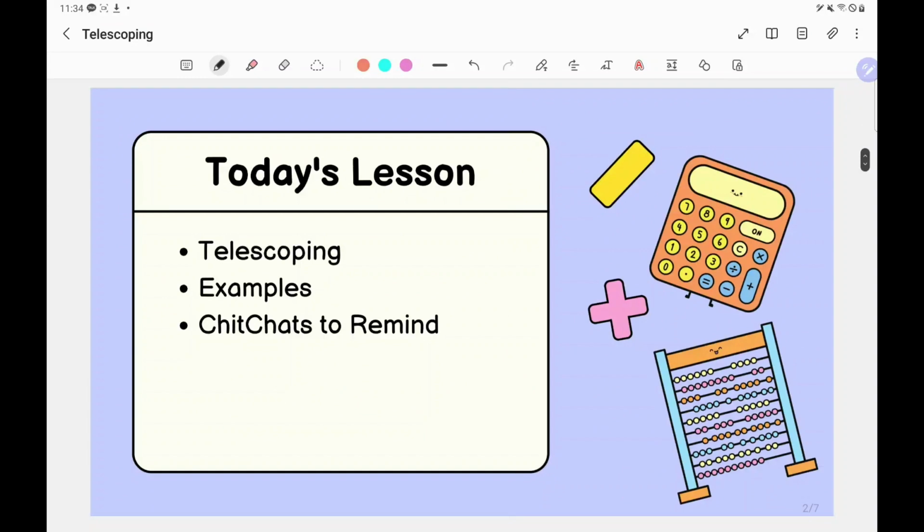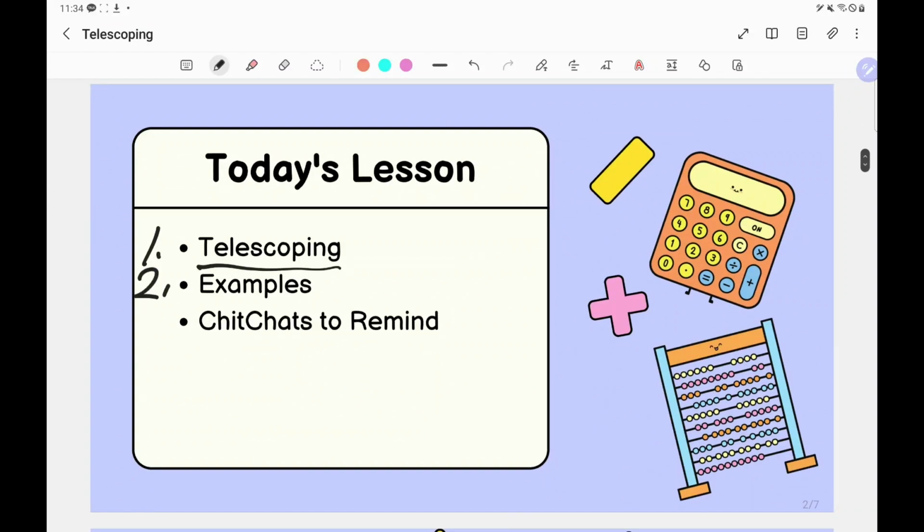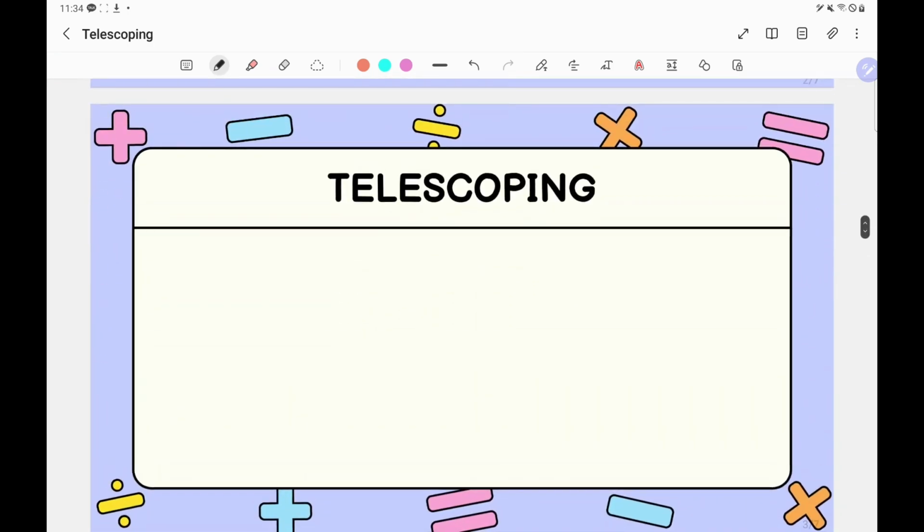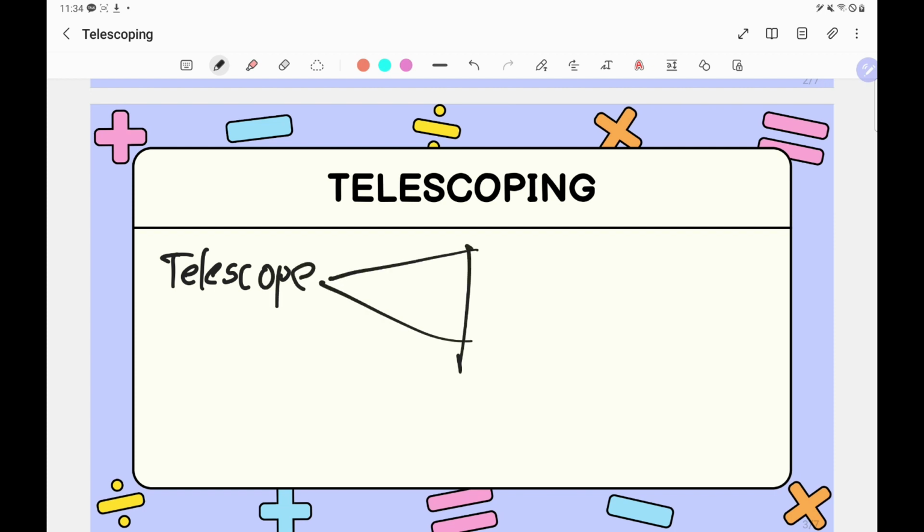So today's lesson, we're first going to learn about telescoping, second, examples, and third, chit-chats to remind. Firstly, let's talk about telescoping. You know what a telescope is, right? It's a thing that becomes longer like this. So this is what we do.